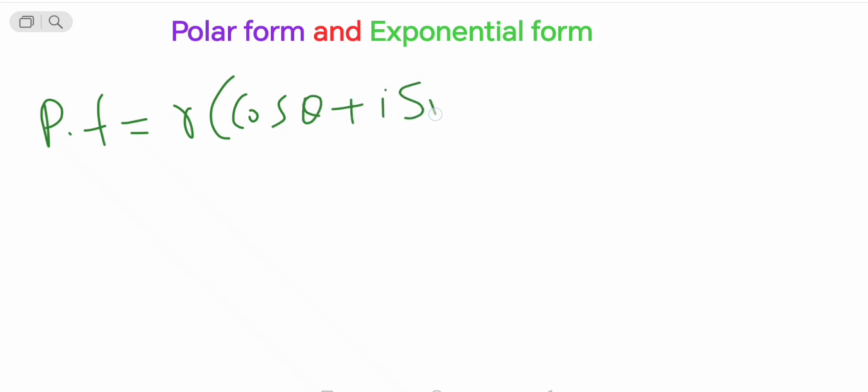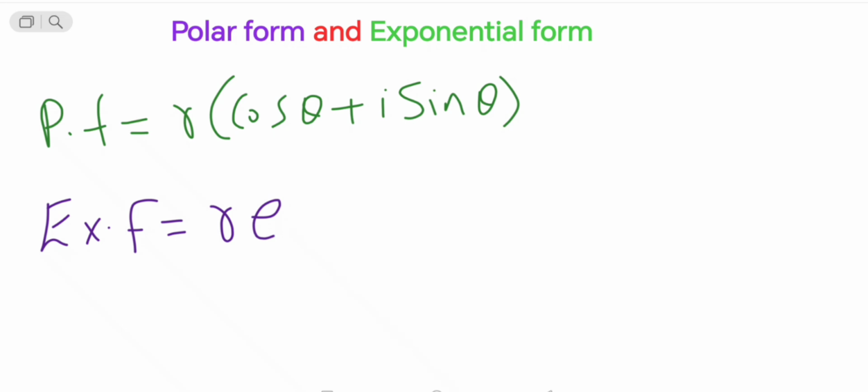So for example, the first thing, what is a polar form? Polar form is equal to r bracket cos theta plus iota sin theta. This is a polar form. And what is exponential form? Exponential form is equal to r e power i theta. So these are the two forms.